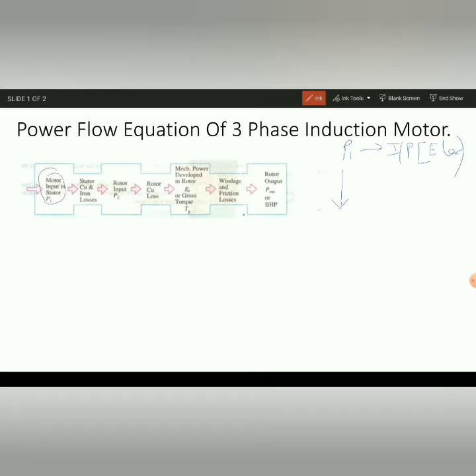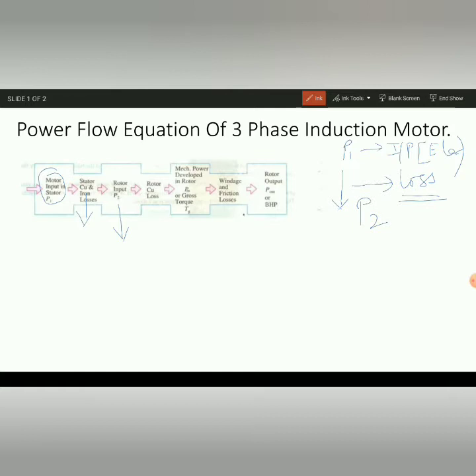Now when we give the input to the stator, there are some losses. What are the losses? It has iron loss and also copper loss, since it is producing the flux. Now excluding these losses, whatever output we are getting, let us take it as P2. So P2 is the power which we are giving to the rotor.